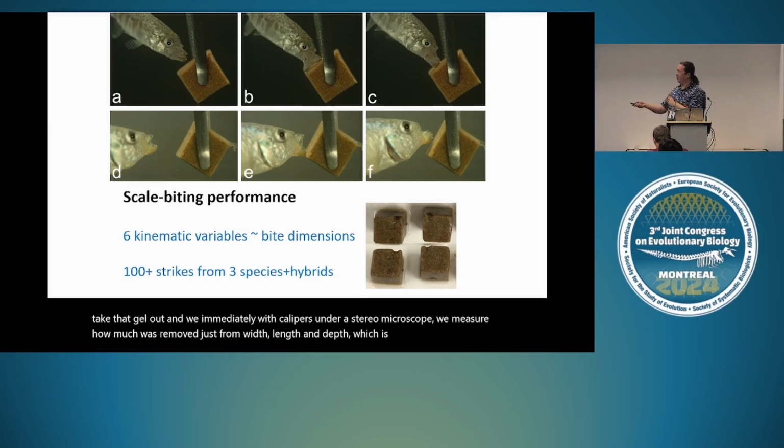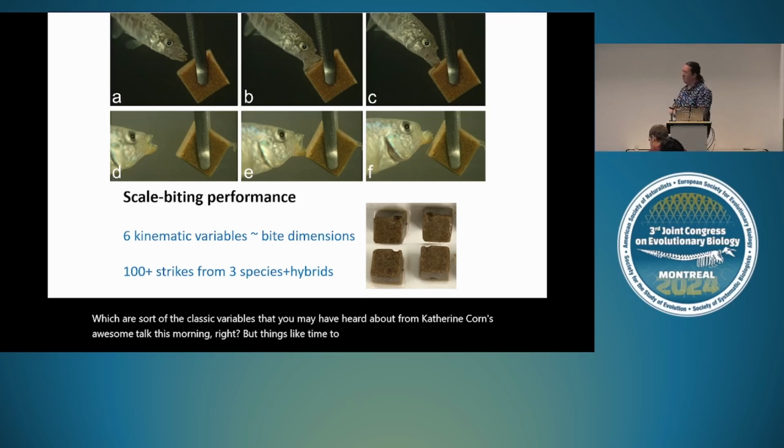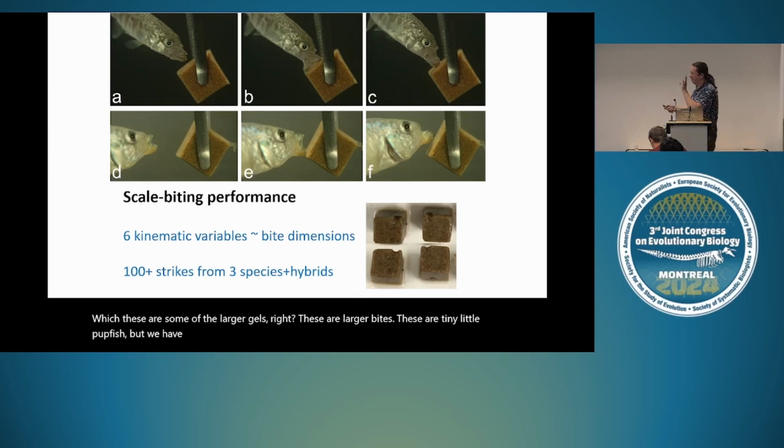But essentially, we can take these kinematic variables from those strikes, which are the classic variables that you may have heard about from Catherine Korn's awesome talk this morning, right? Things like time to peak gape, ram speed, peak gape, and peak jaw protrusion, and associate these with the bite dimensions removed from these gels. These are some of the larger gels, right? These are larger bites. These are tiny little pupfish. But we have over 100 strikes for this project now from 3 species plus the hybrids that we had in the lab.